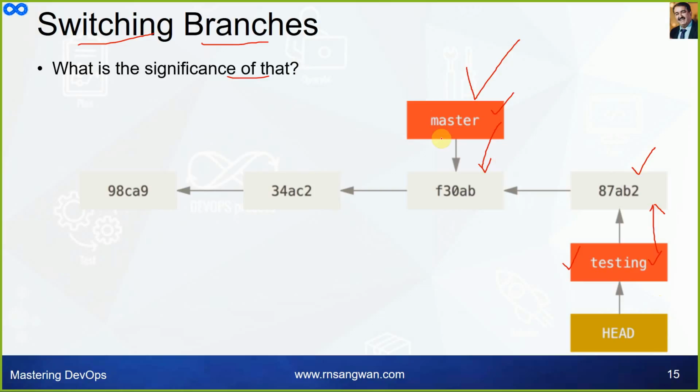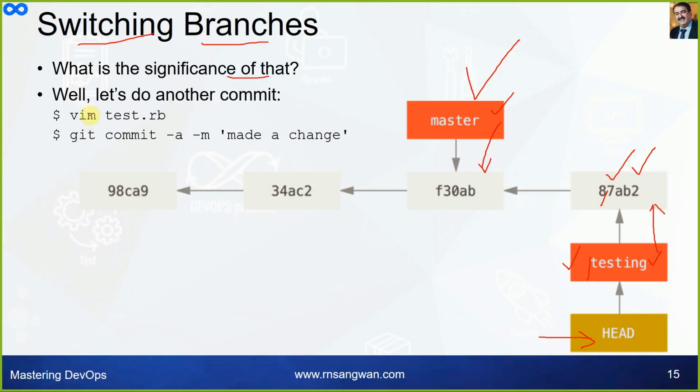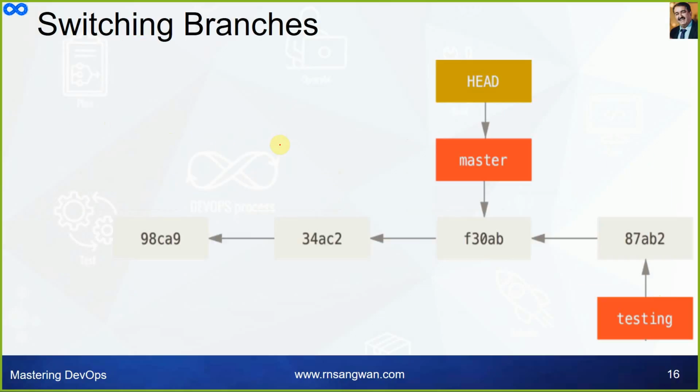You see that master is still pointing to this, testing is pointing to the new commit, because your pointer head, which is identifying your current branch, is pointing to testing. So the master will not identify this new commit. Well, let's do another commit, that is the new test.rb. This is the next commit available here. Git commit message and made a change.